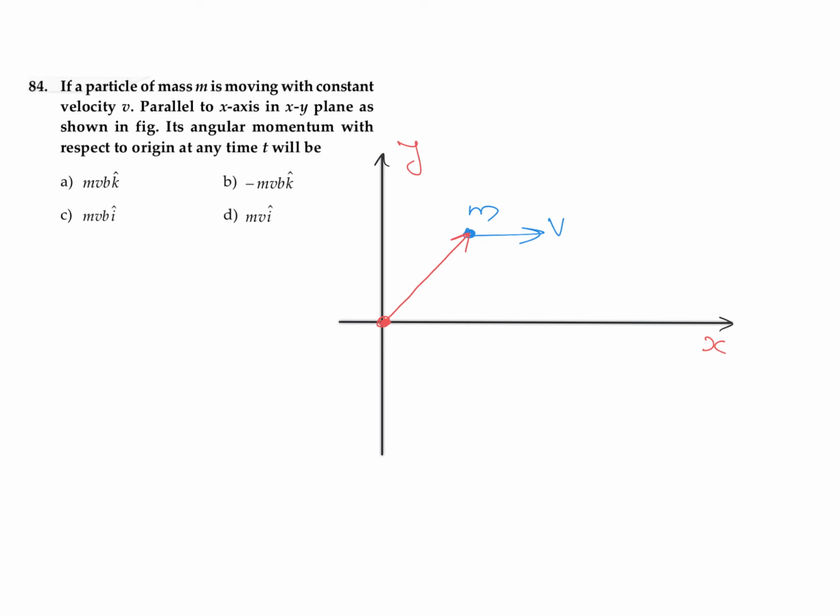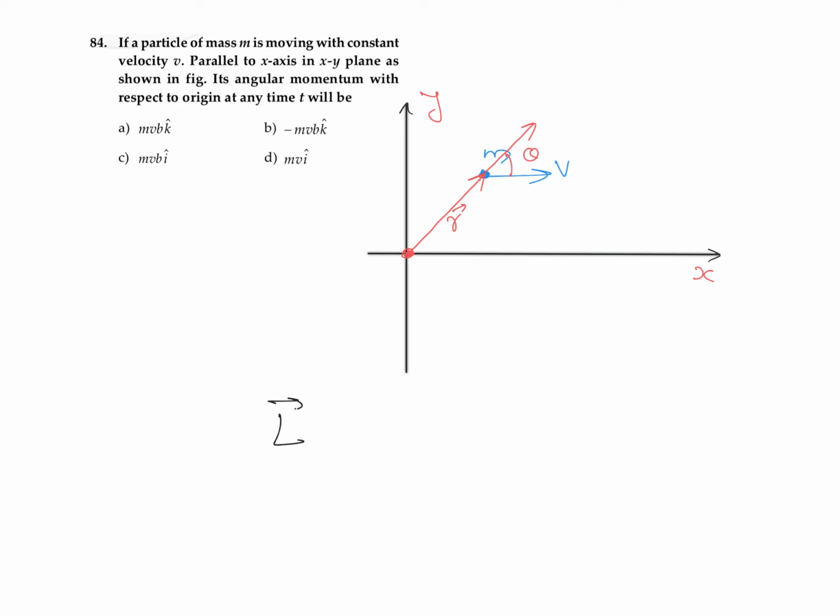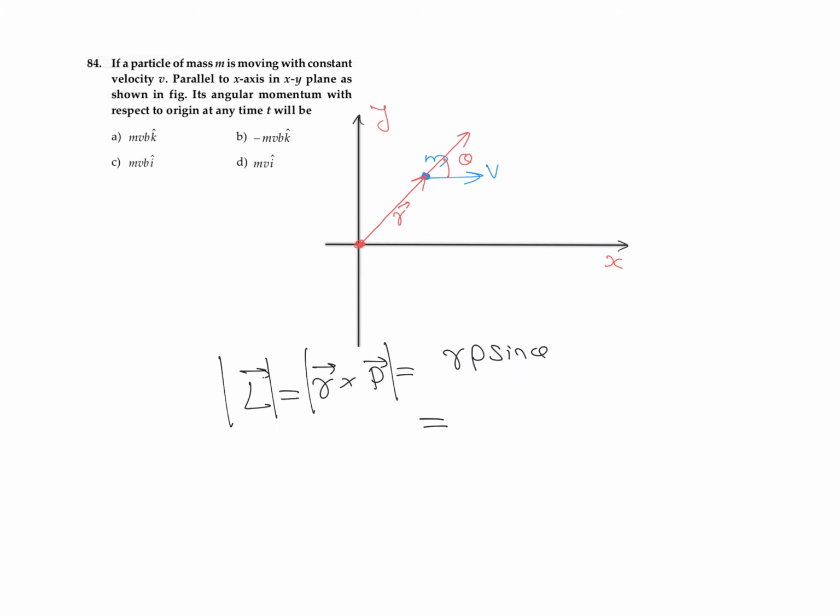Assume that its position vector is represented by the r vector, and the angle between this position vector and the velocity vector is theta. The definition of angular momentum is the moment of linear momentum, given by r vector cross p vector. The magnitude of r cross p is r into p into sin theta. Here p is the linear momentum, that is mass into velocity. So m v r sin theta is the magnitude of angular momentum of a particle moving in a straight line.